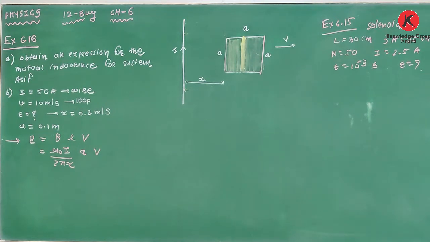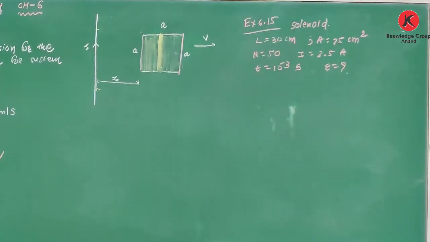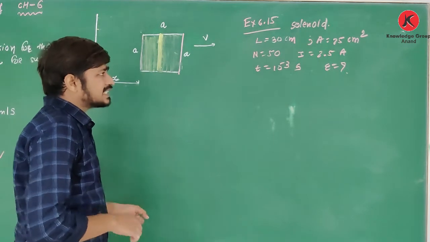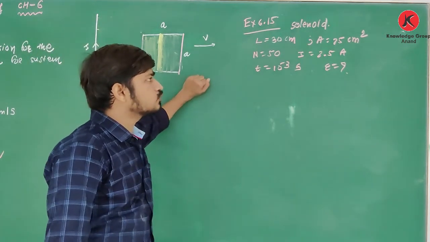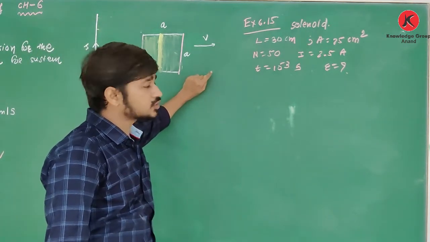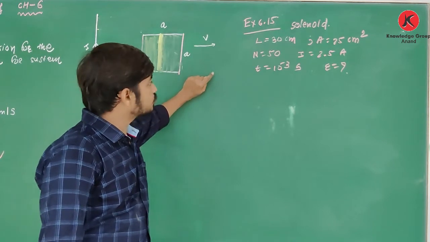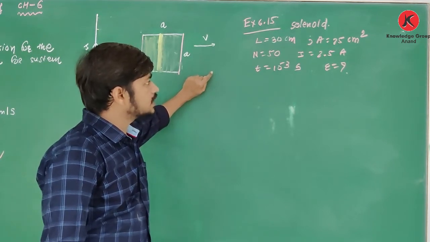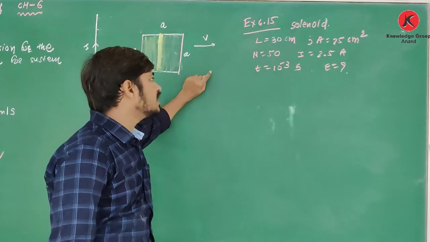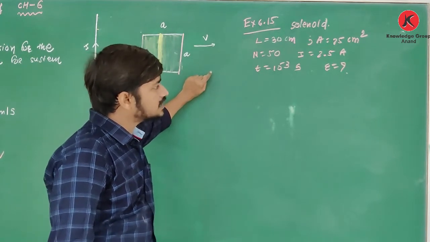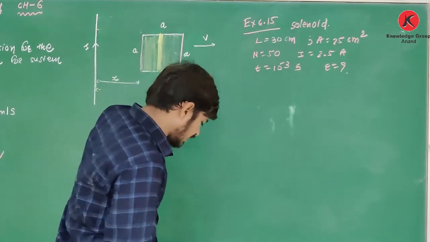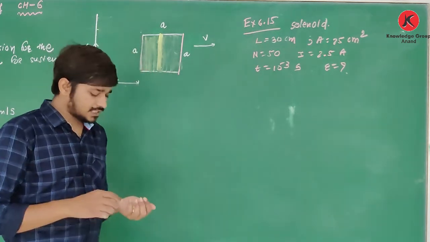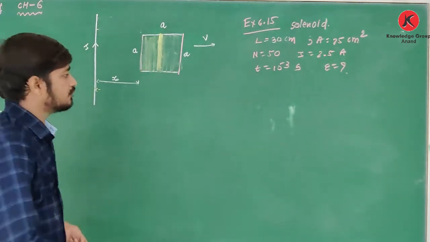Now the next question, exercise 6.15. You are given an air-cored solenoid having length 20 cm, cross-sectional area 25 cm square, number of turns 50, and current I is equal to 2.5 ampere, changing in 10 to the minus 3 seconds. You have to find what is the EMF. See how to find the EMF.